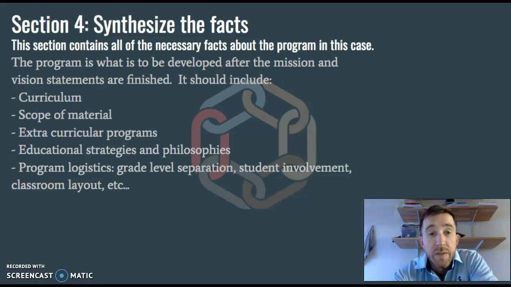The program is what is to be developed after the mission and vision statements are finished, and that will include the curriculum, the scope of materials, extracurricular programs, educational strategies and philosophies, as well as program logistics, grade level separation, student involvement, classroom layout, etc.